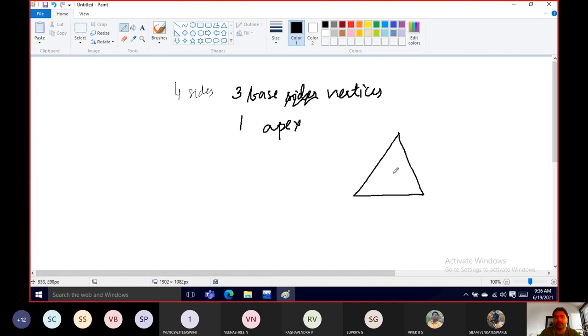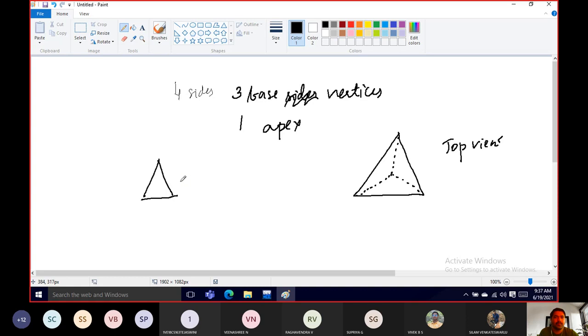This is a triangle, but still, how do I make it a tetrahedron? The other side is not visible, right? So this is how a tetrahedron looks. This I can say is a top view. How about the side view? The side view is just a triangle.